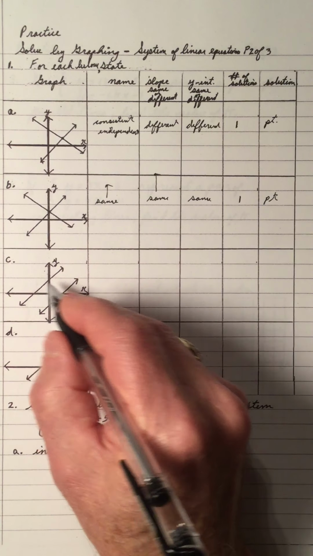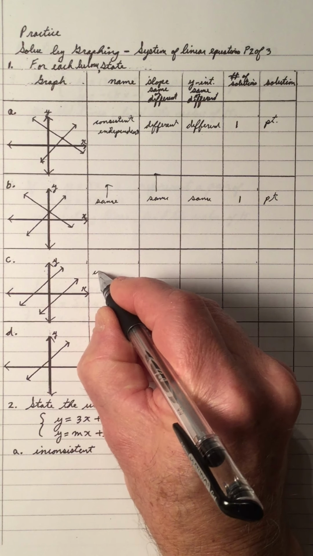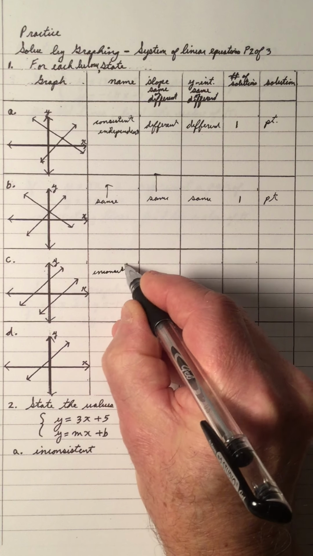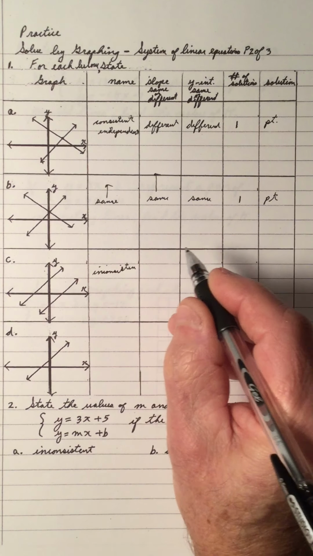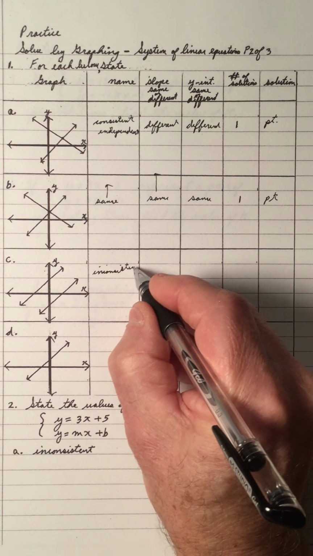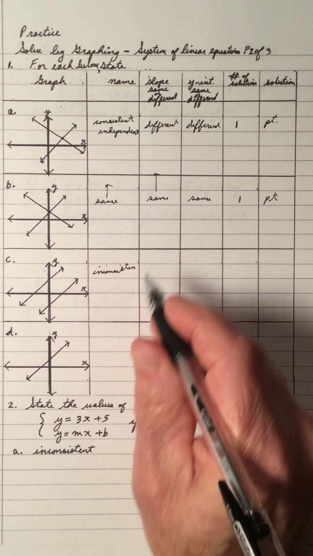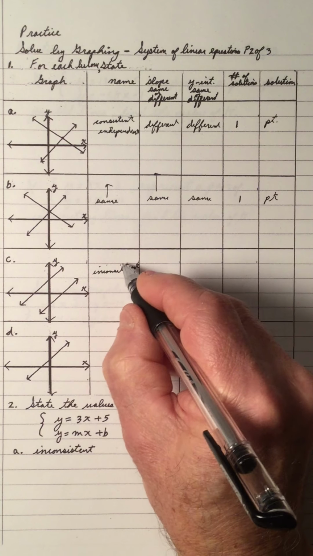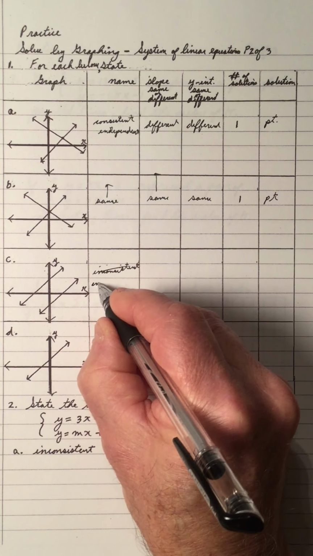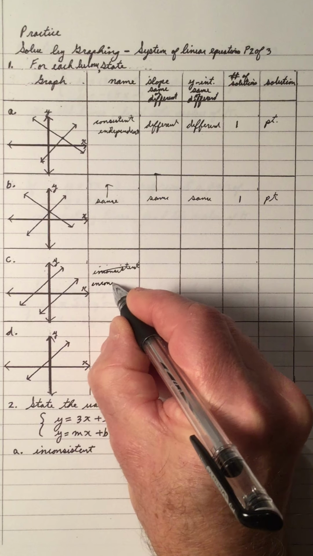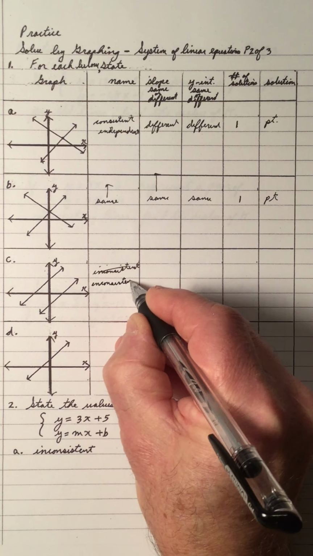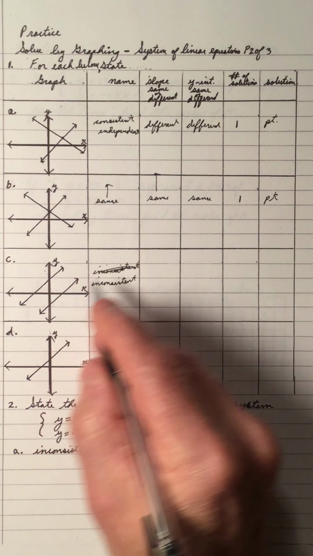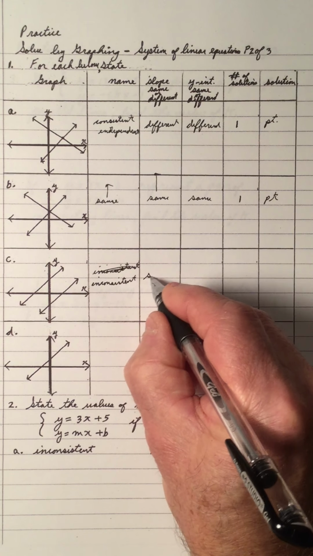C, the name of this system is inconsistent. Inconsistent system. Inconsistent, E-N-T. I better spell that better. Inconsistent. That's sloppy on my part. Sorry about that. And the slopes are the same.